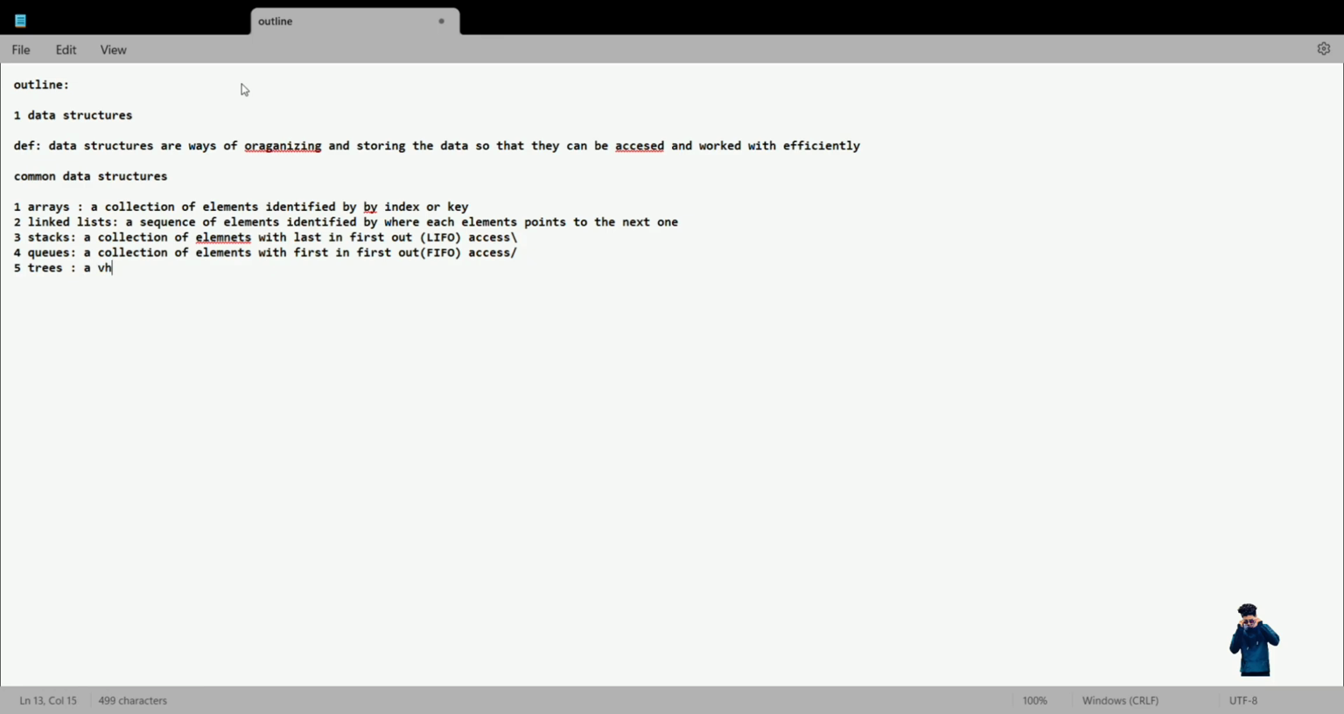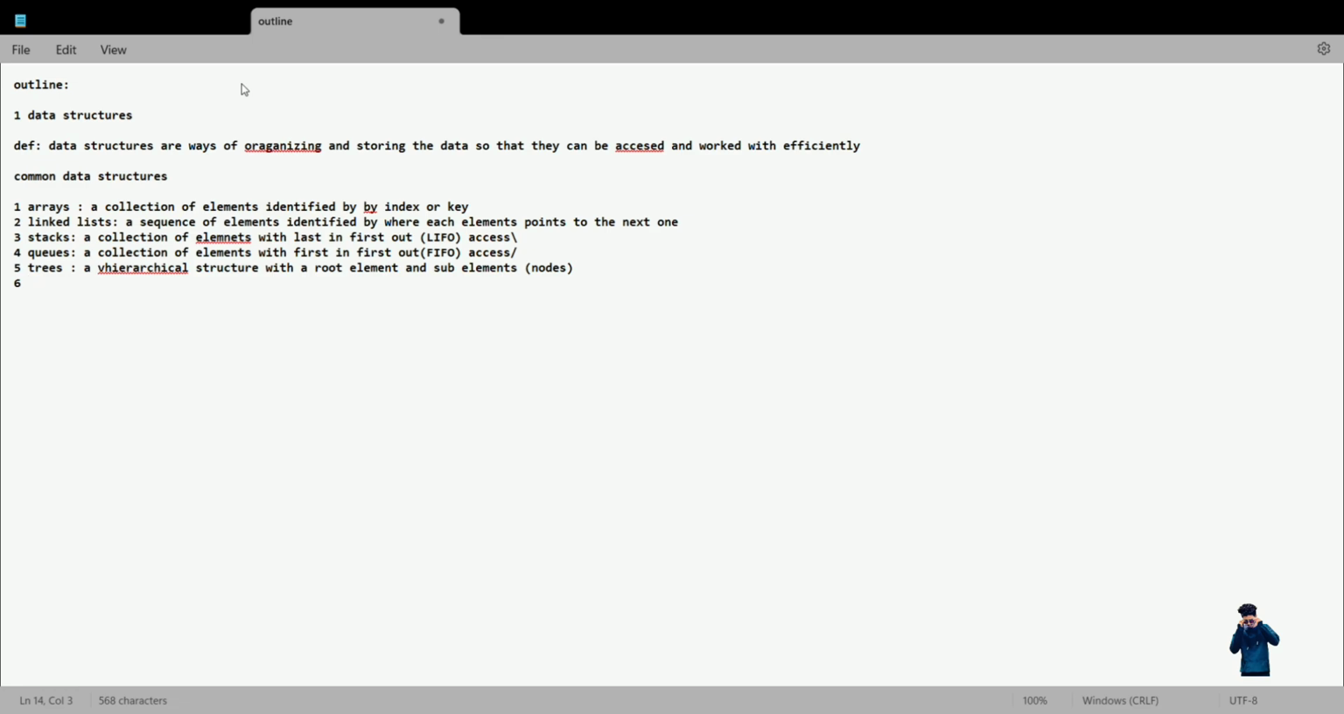What do you mean by trees? A hierarchical structure with a root element and sub-elements, called nodes. So this is the way in trees.